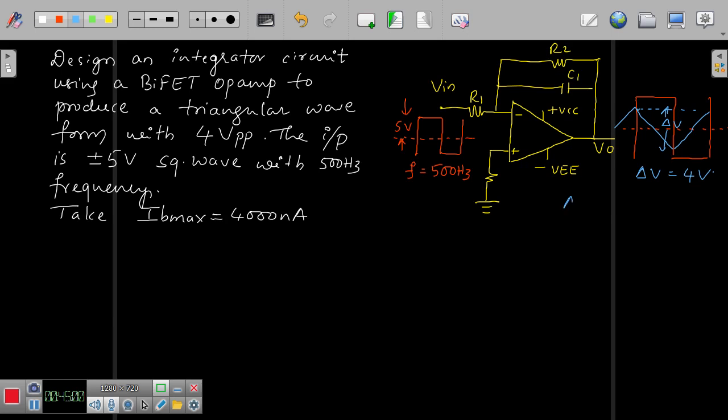So what is the value of delta T? This is one thing to be calculated. So this is the total T. T is equal to 1 divided by 500. T is equal to 1 divided by frequency. Am I right? Can somebody tell me what is the value of capital T? Delta T will be 2 milliseconds. So, delta T will be 1 millisecond.